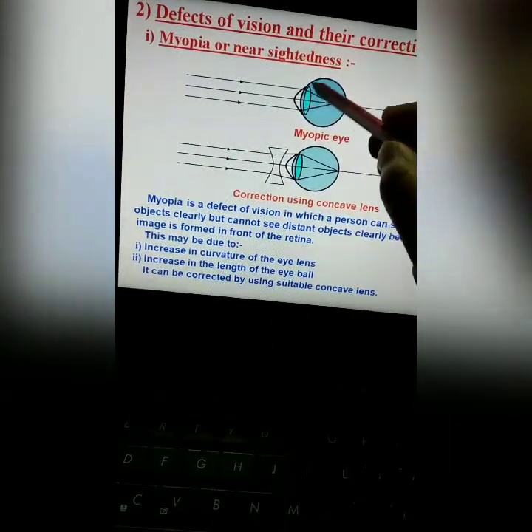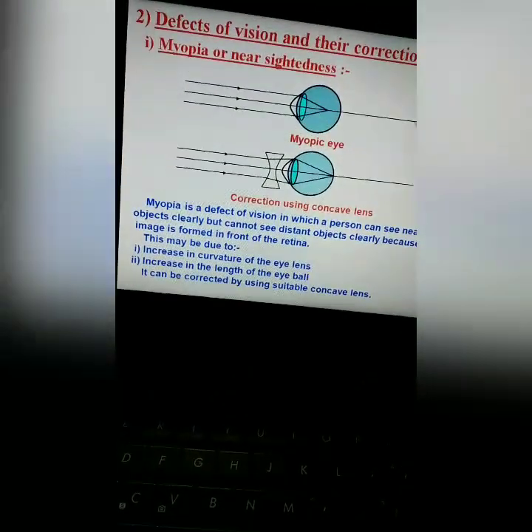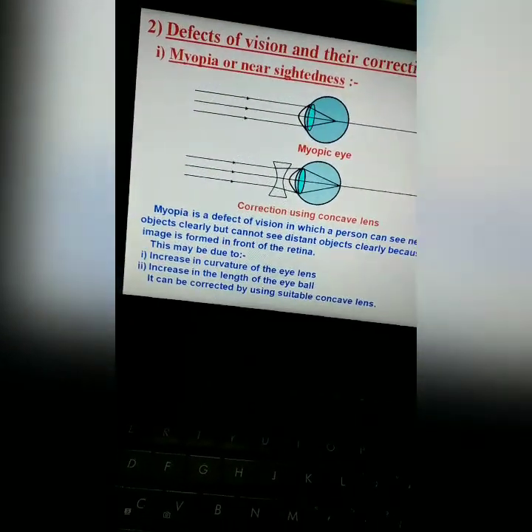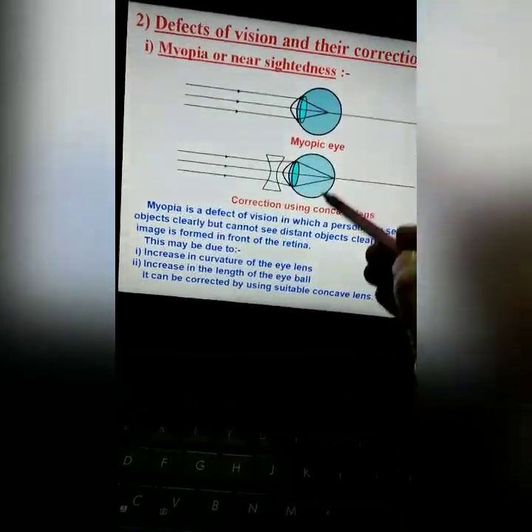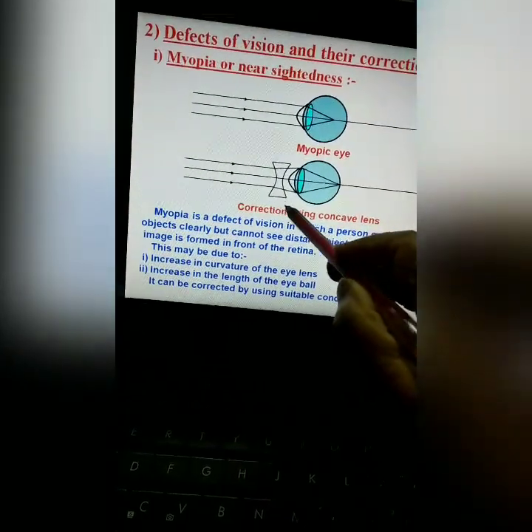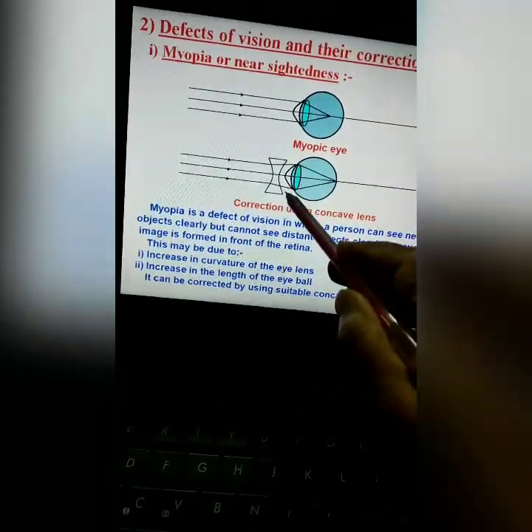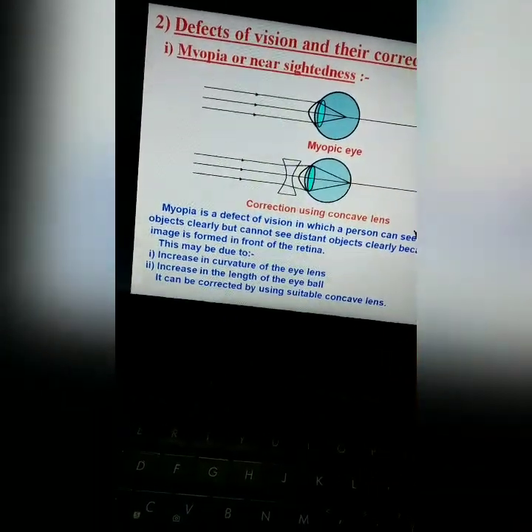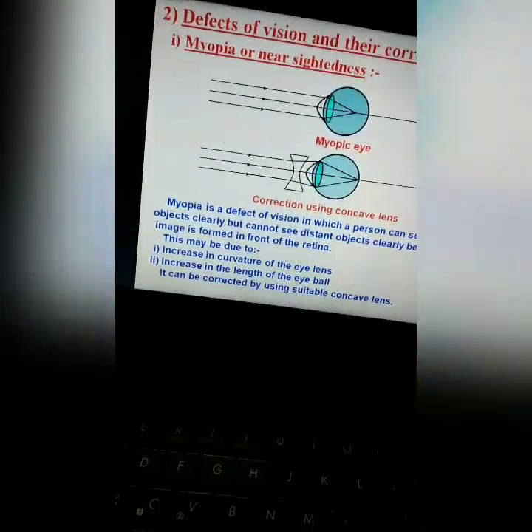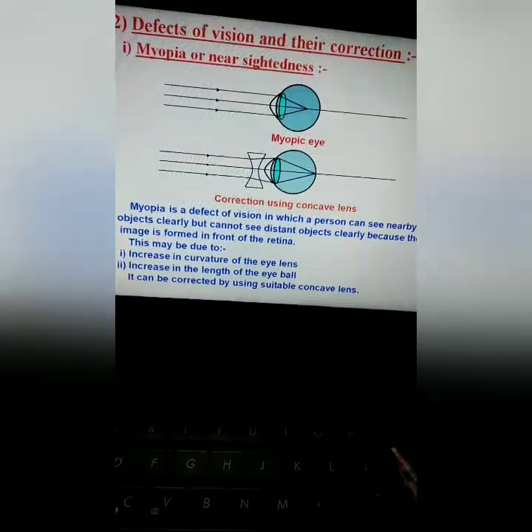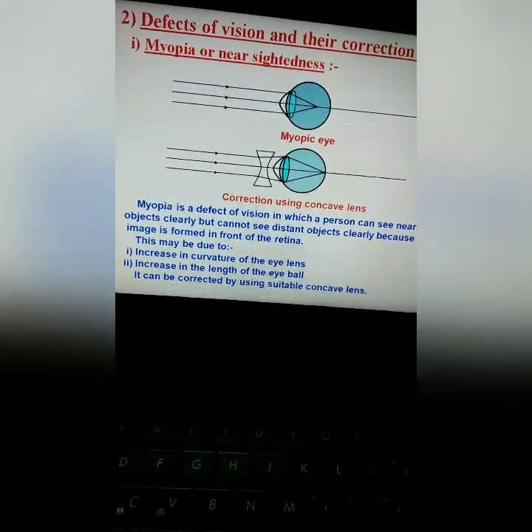Because the person has a convex lens as the eye lens, and the power of a convex lens is positive. So how will the power be less? If we use another lens which has negative power, then the power can be less and the focal length can be more. That's why a concave lens of appropriate focal length can be used to rectify his defect.